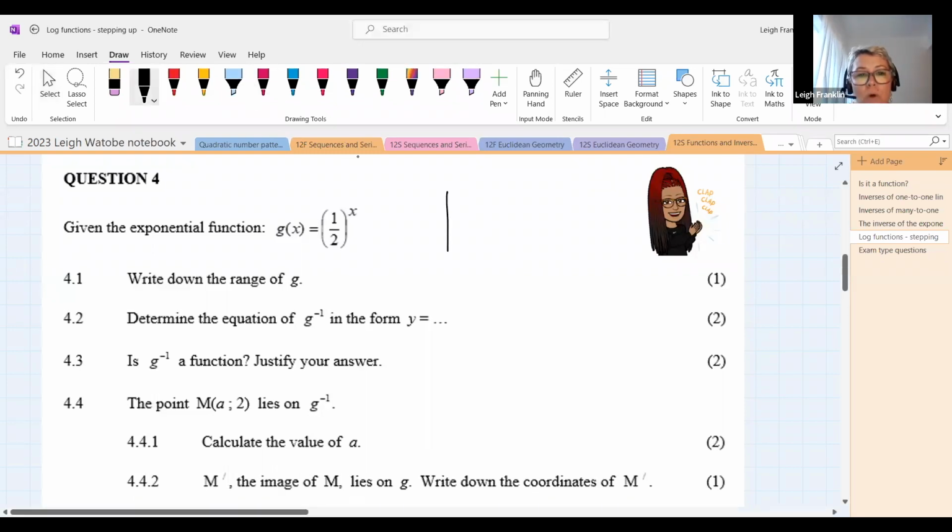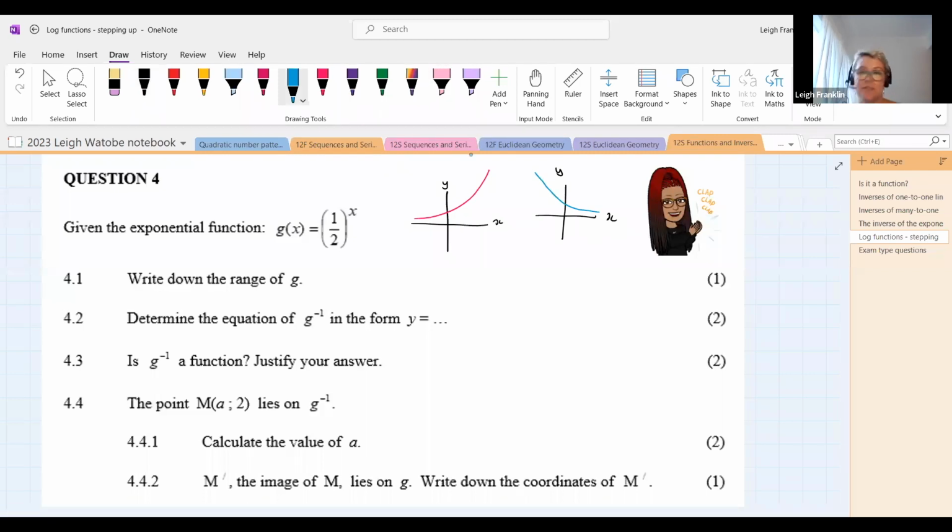These are our two options, if you recall from our lesson last week. Either it could be an increasing exponential function that looks like that, or our other option is that it is a decreasing function, in which case it would look like this. I'd like to know from you whether it is the pink graph or the blue graph. So the exponential function g of x equals a half to the x, pink or blue?